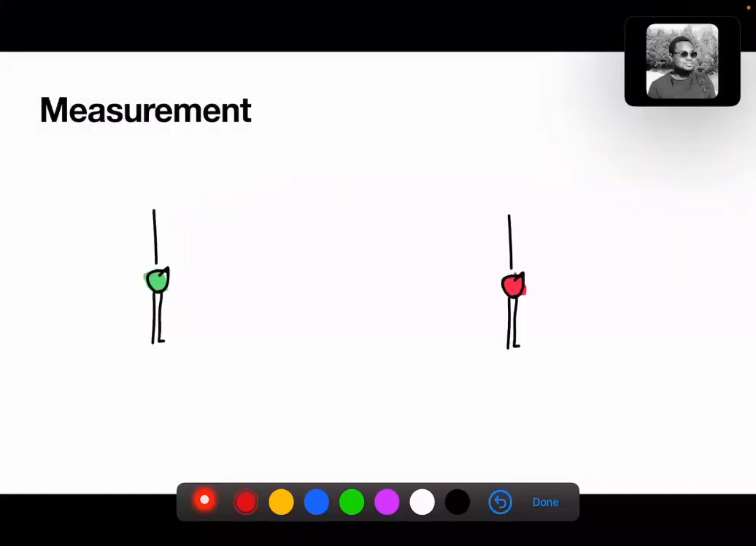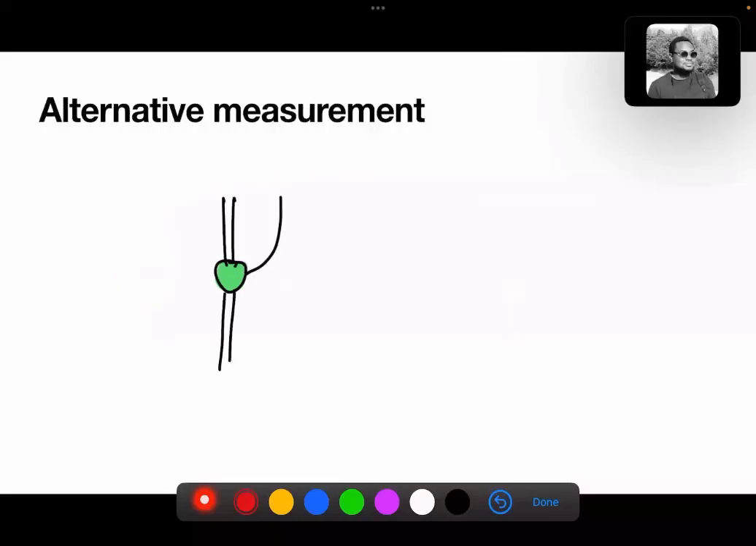And similarly, we have measurements. In this case, what you would be doing is not prepare a classical bit in some quantum state, but rather have a quantum state, and then you somehow measure it. I'm not sure how much you have discussed it, but you have two basis states in which you can measure. And there is something I believe you have not seen yet, which is this alternative measurement.